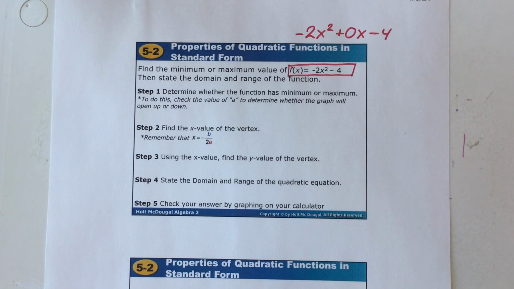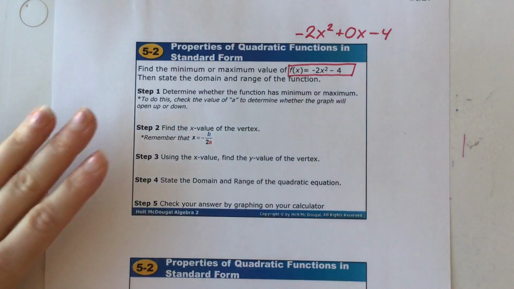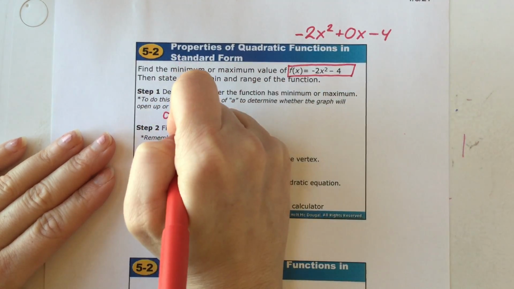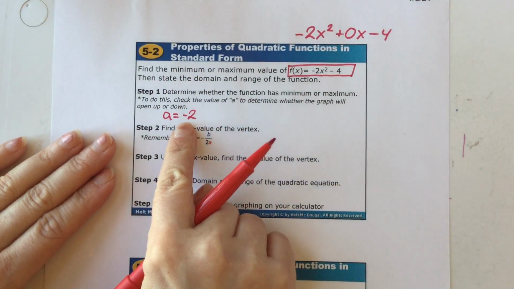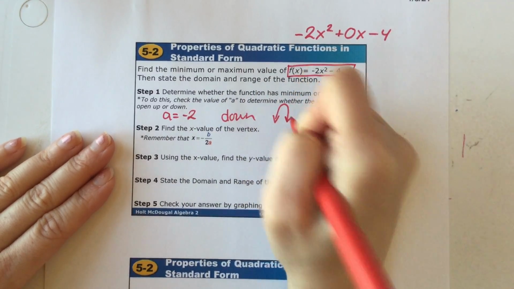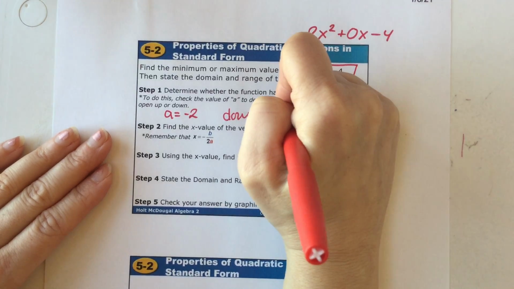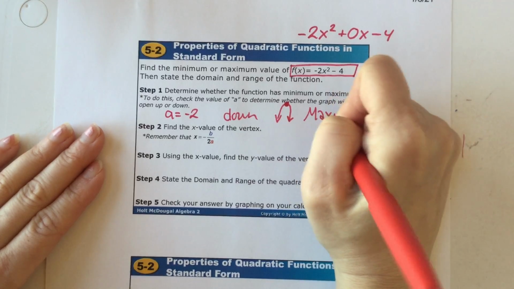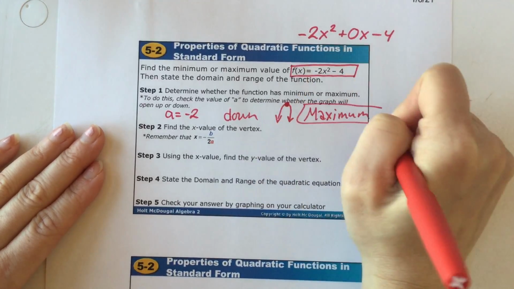So step 1, determine if the function has a maximum or a minimum. That is based off of A. A is the number in front of x squared. It's -2. Because A has a negative value, the parabola opens downwards. If the parabola opens downwards, its center point is at the top, meaning this graph has a maximum.